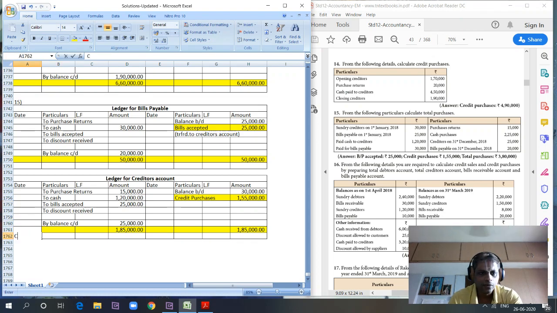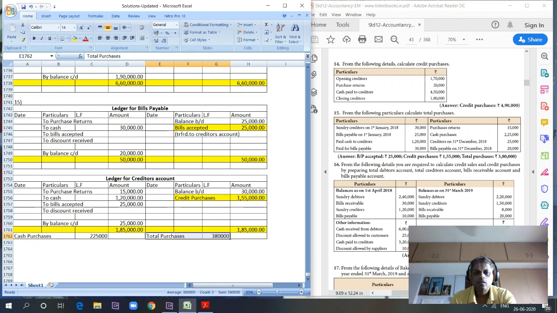Now we have cash purchases. Cash purchases is 2,25,000, and hence total purchases is equal to cash purchases plus credit purchases, which is 2,25,000 plus 1,55,000. Total purchases is equal to 3,80,000.